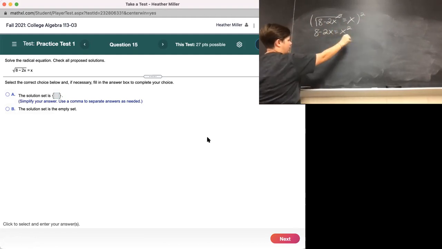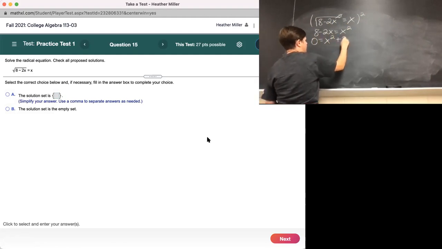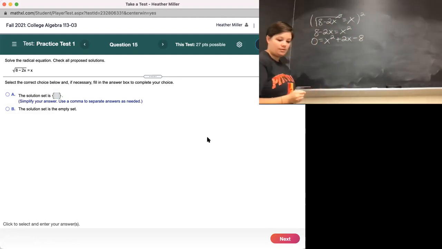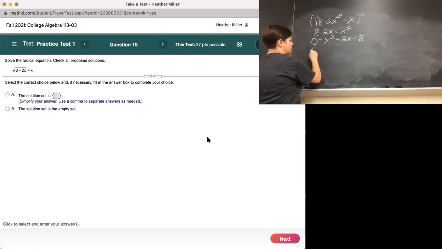Now I'm going to move everything over to the right-hand side so that I have a nice quadratic. That means I added my 2x and I subtracted my 8. Now I would factor. You can use any method you like. I like the old school method.